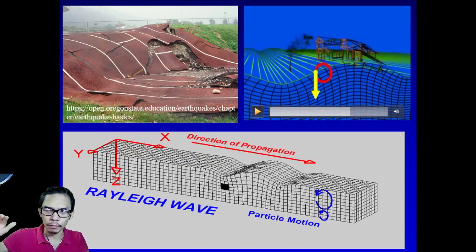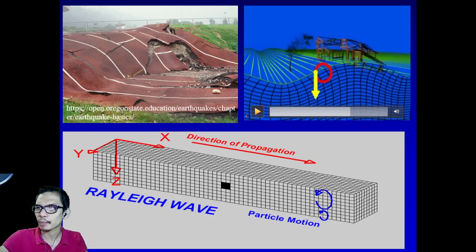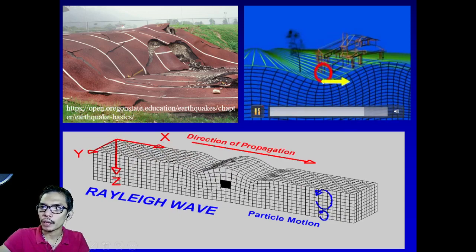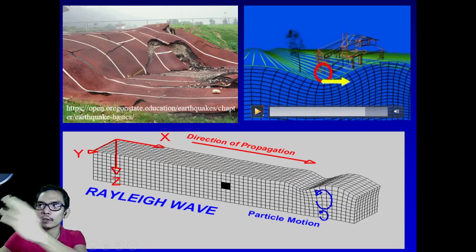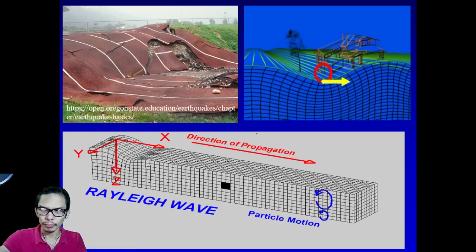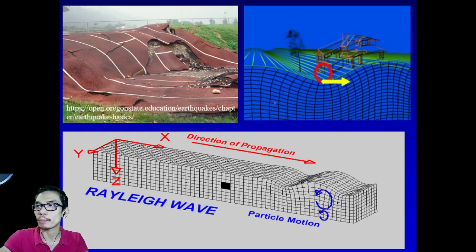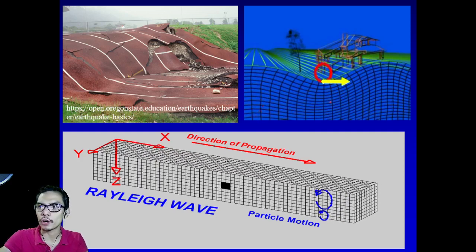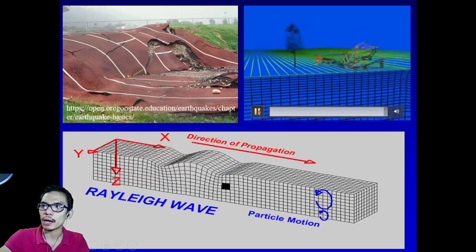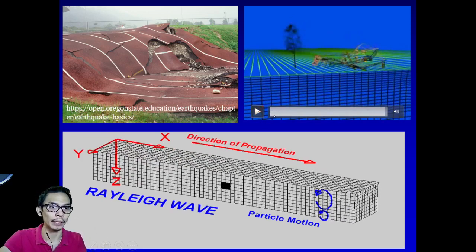It drops the structure immediately. Then after that, it pushes the structure in the opposite direction. This is the signature motion of your Rayleigh wave that you have right here. What happens to the structure above is it will definitely collapse if it is subjected to those four forces that you have right there.